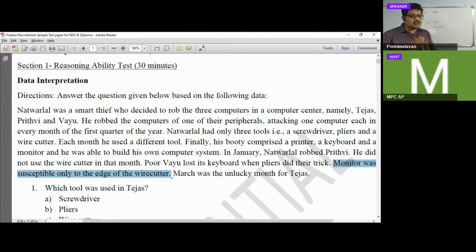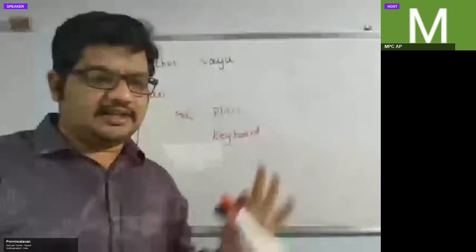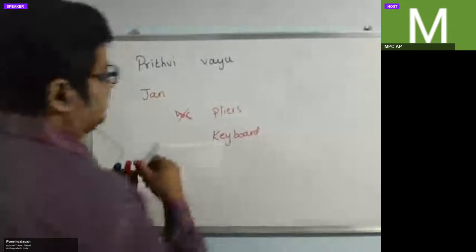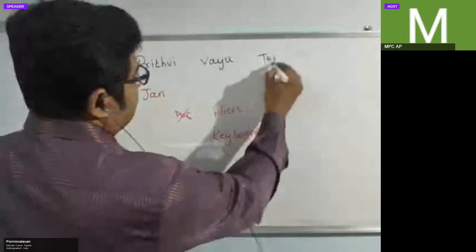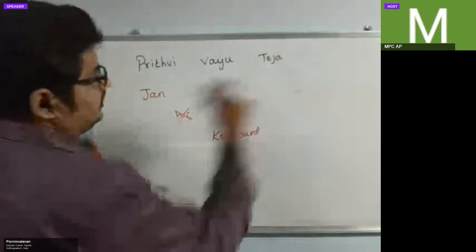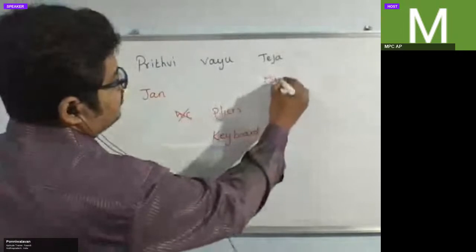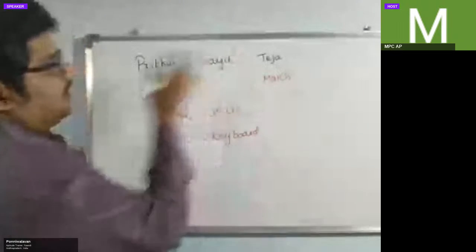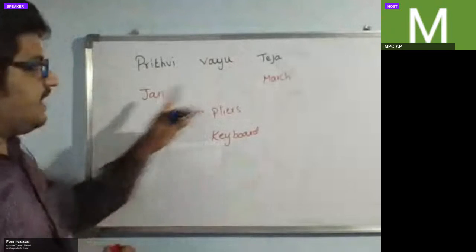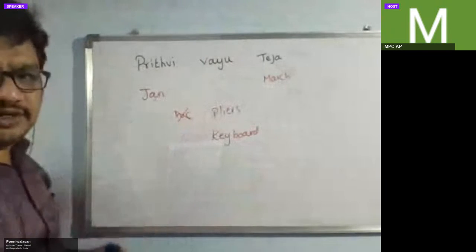Okay. March was unlucky month for Tejas. So the Tejas robbery happened in March. That means the robbery for Vayu happened in which month? It is January for Prithvi, March for Tejas, then for Vayu it is February.